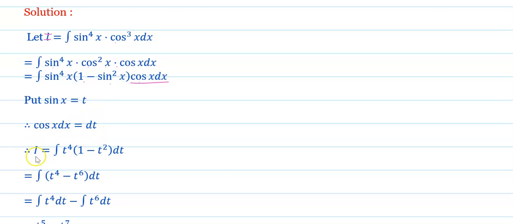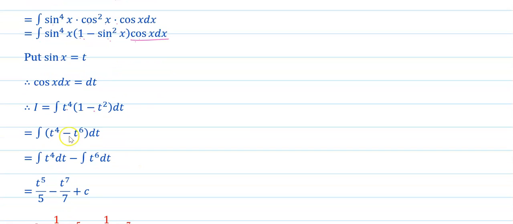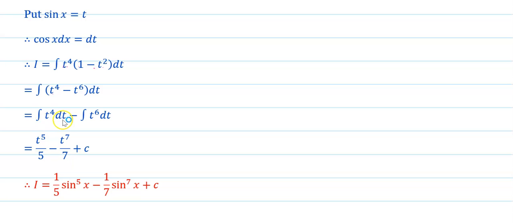And hence our integral I is equal to: sin of x raised to 4 means t raised to 4 in bracket 1 minus t square into cos of x into dx, whose value is dt. Now simplify this. t raised to 4 into 1 is t raised to 4, and t raised to 4 into t raised to 2 is t raised to 6, into dt. Very simple integral: integral of t raised to 4 into dt minus integral of t raised to 6 into dt. Then what is the integral of t raised to 4? 4 plus 1 is 5, so t raised to 5 upon 5.